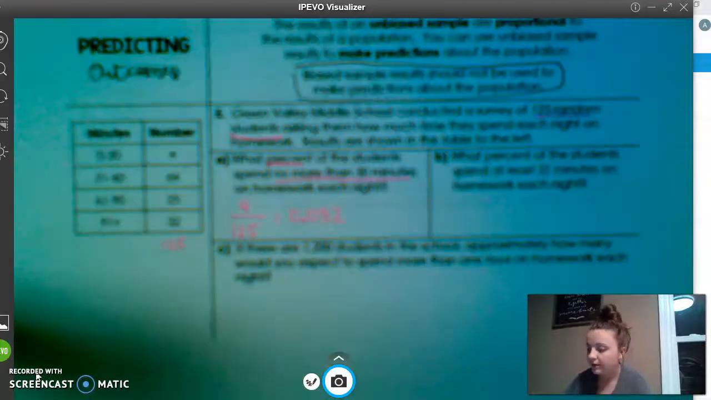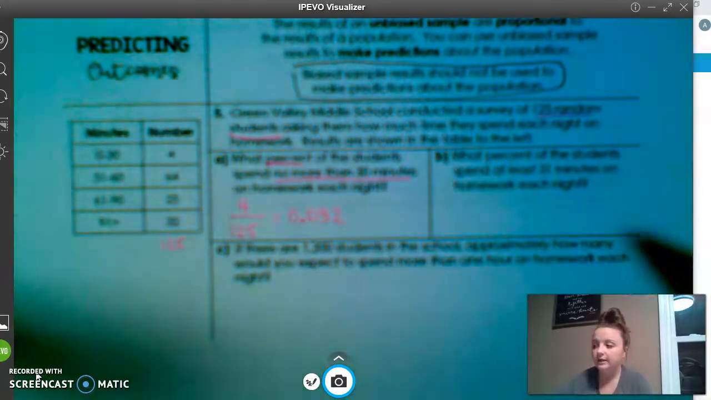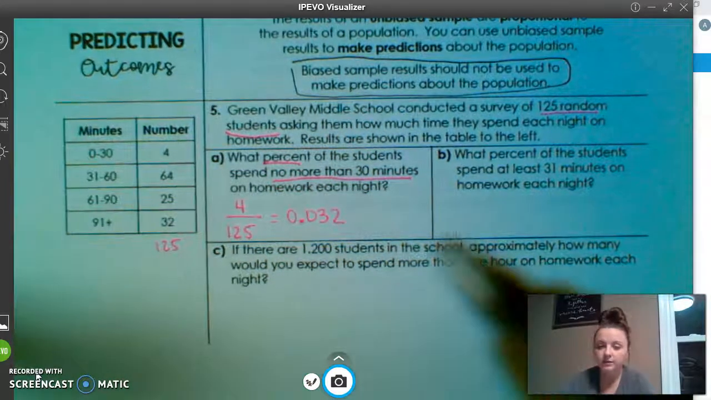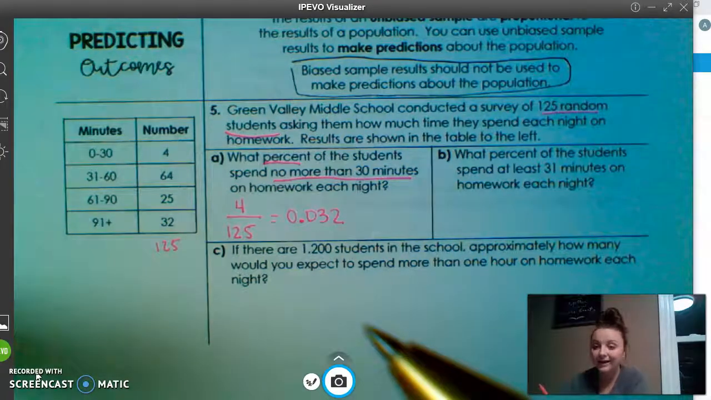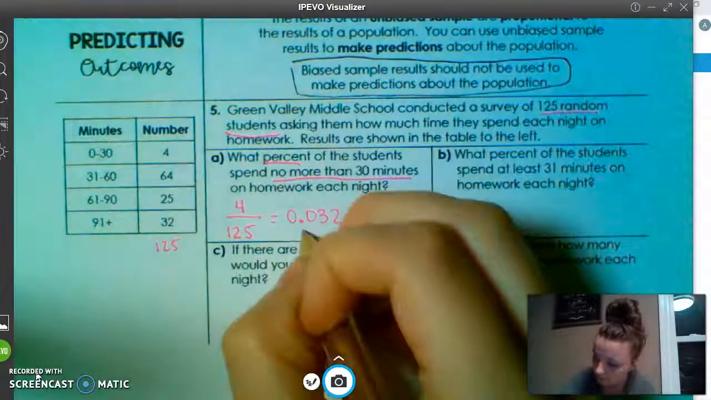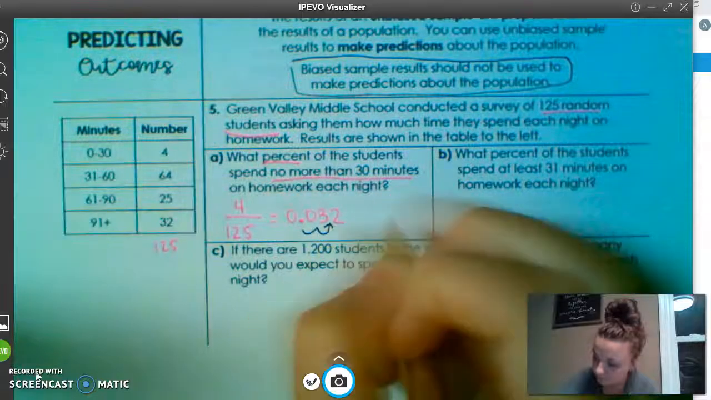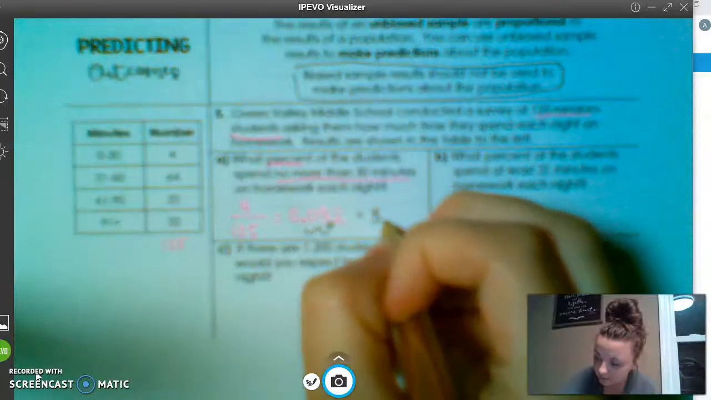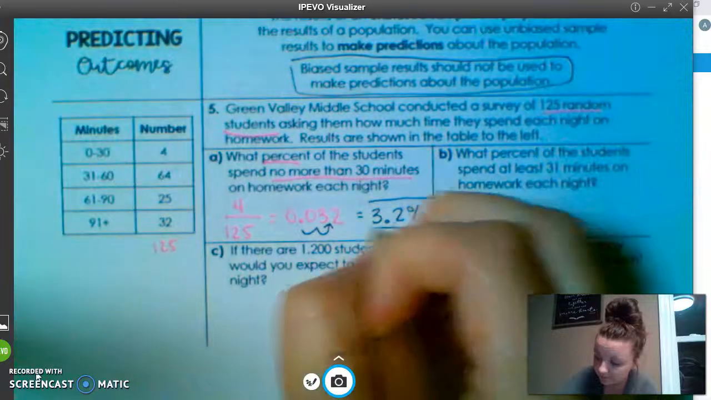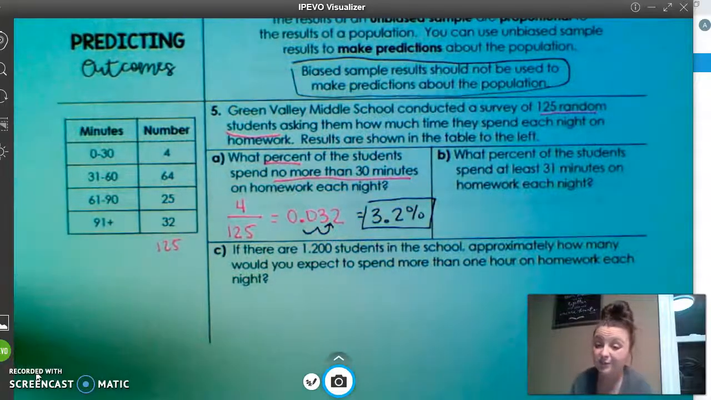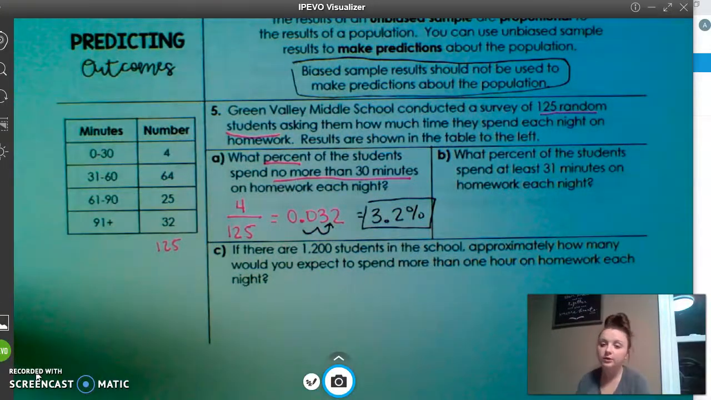0.032. And so we've got a decimal, and to turn that decimal into a percent, we move it 2 places to the right. So our percent is 3.2%. And that's not a big percent. So very few students are spending less than 30 minutes.